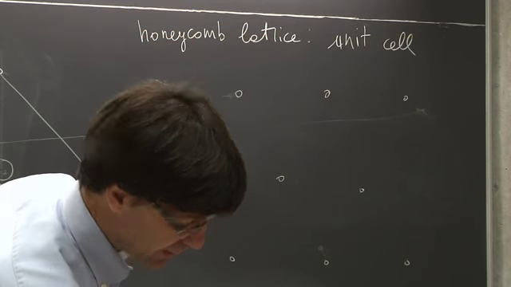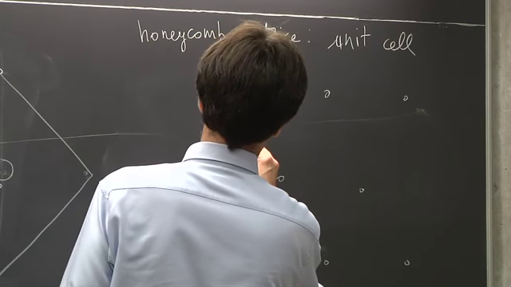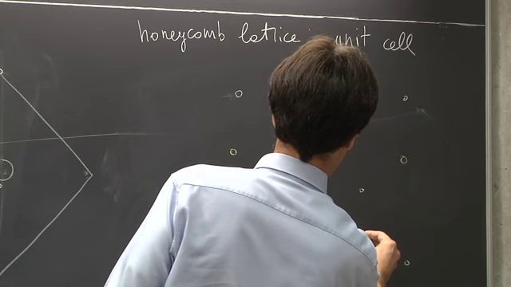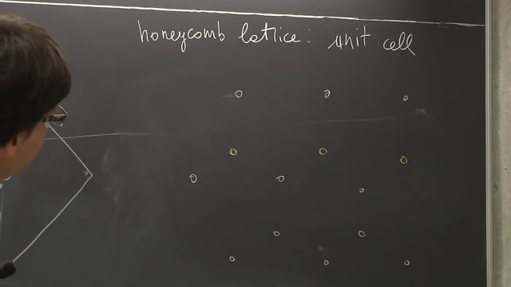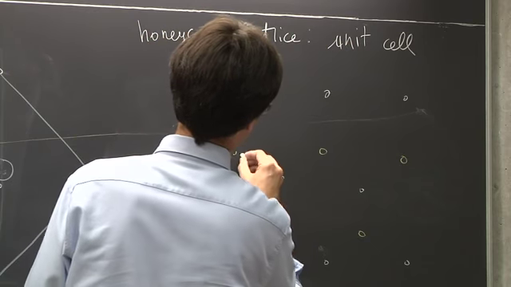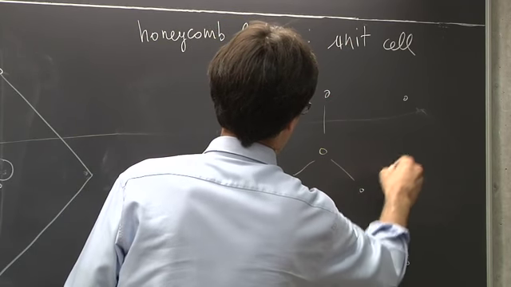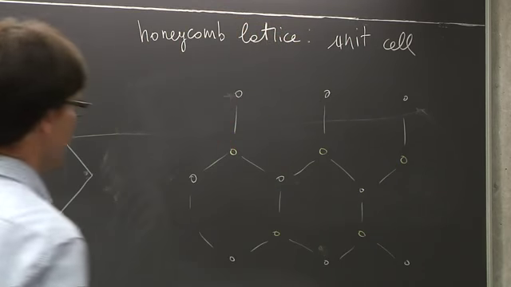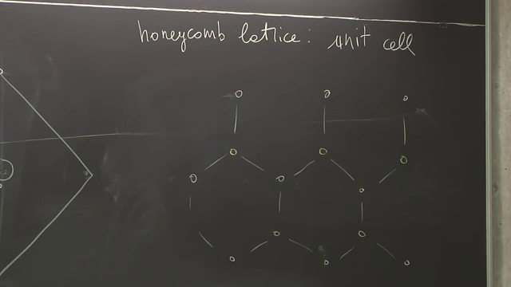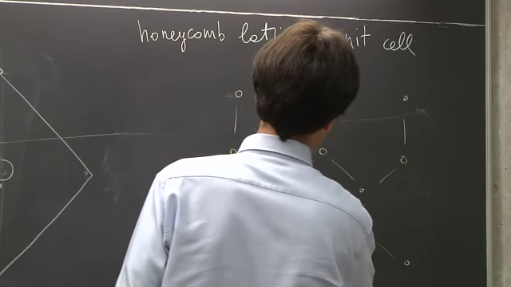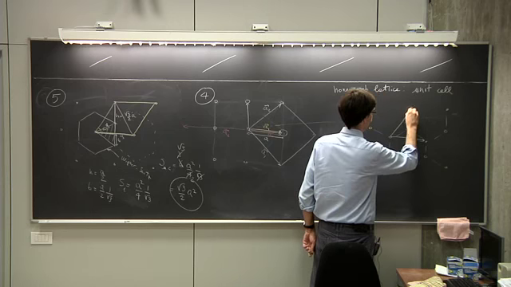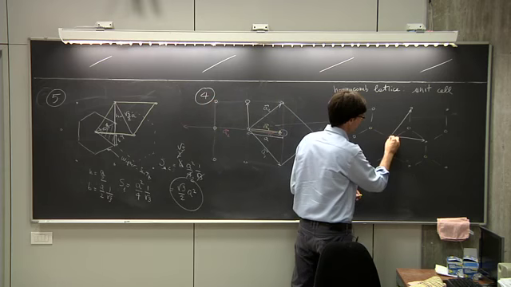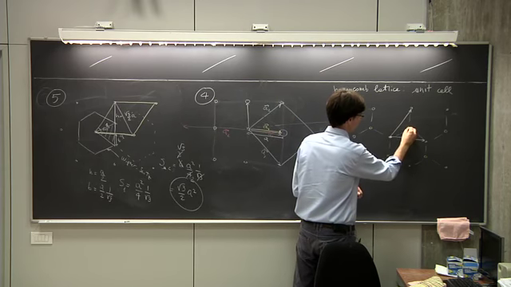So I'm now drawing the extra points with yellow color. Right? Now I'm drawing also the lines as a guide to the eye. Okay, so this is a possible choice of the primitive vectors. There are 2 points in the basis, this one and this one.